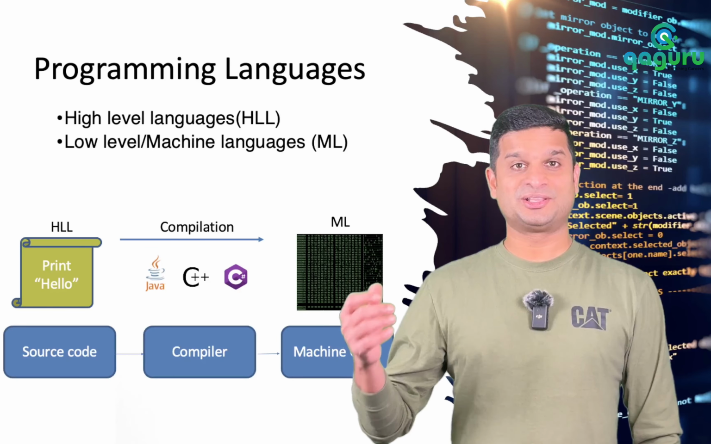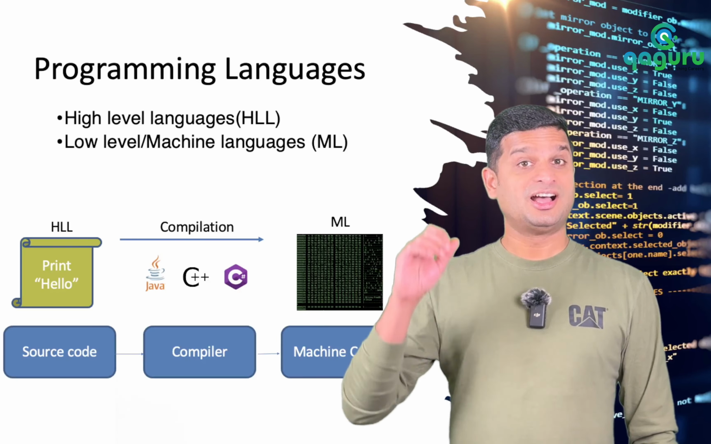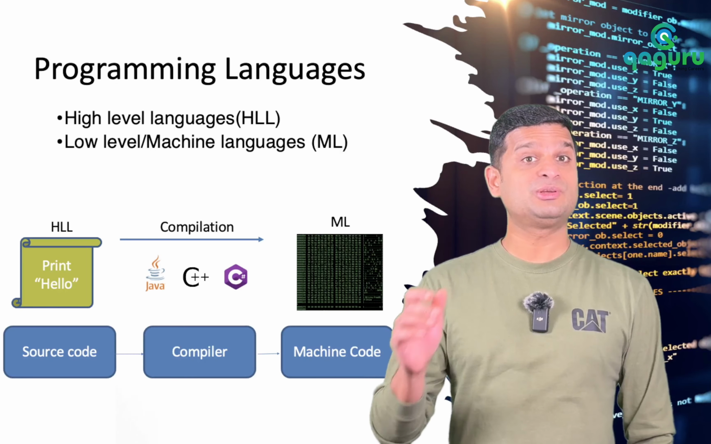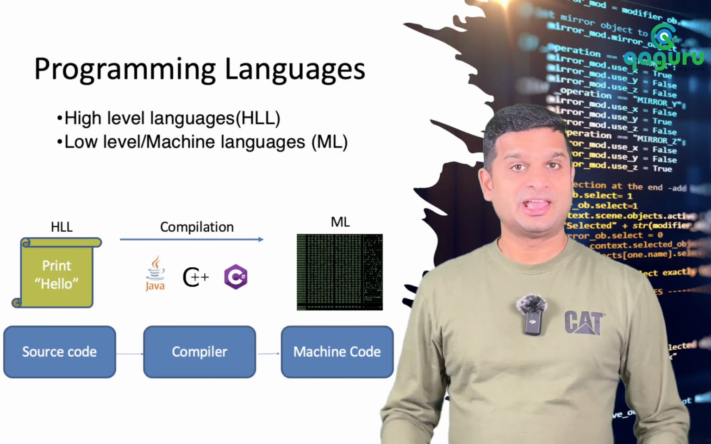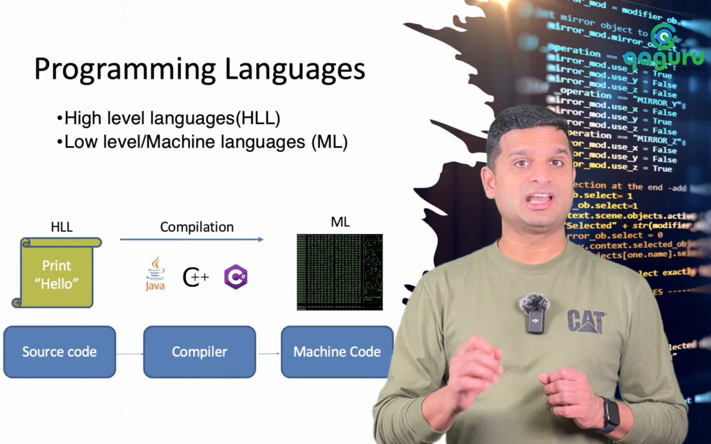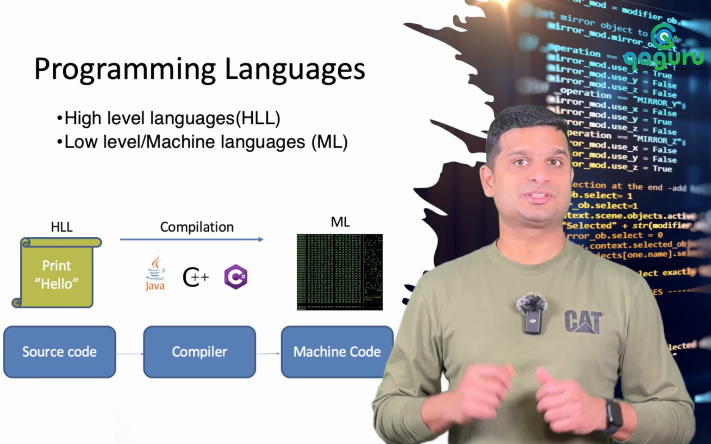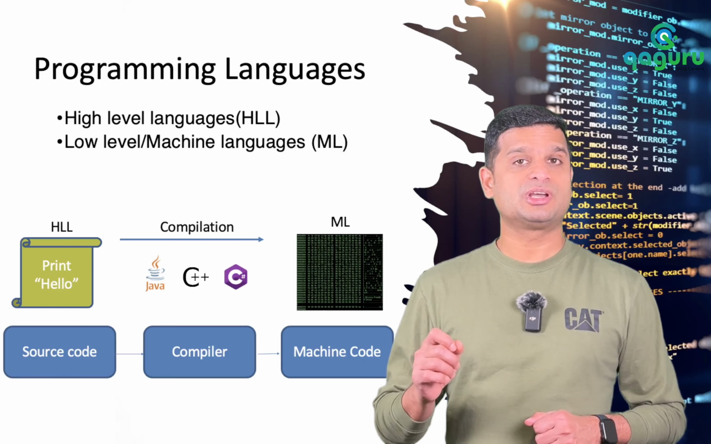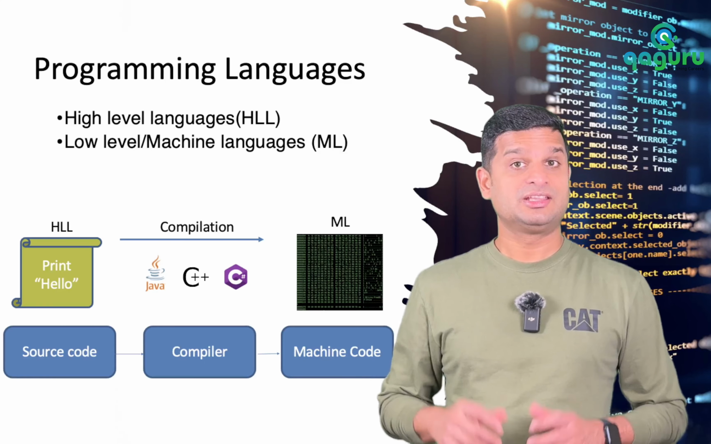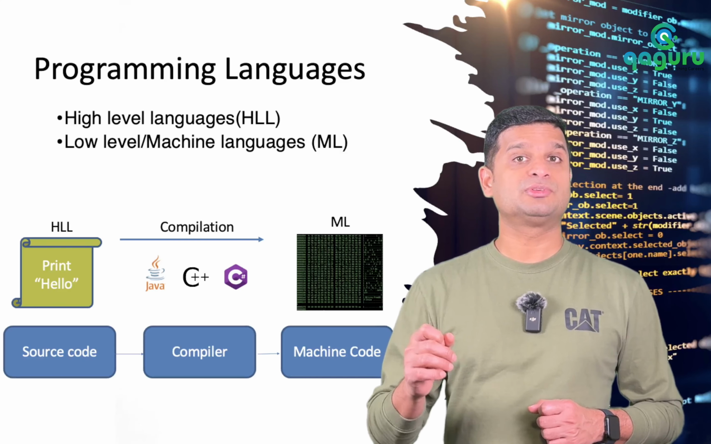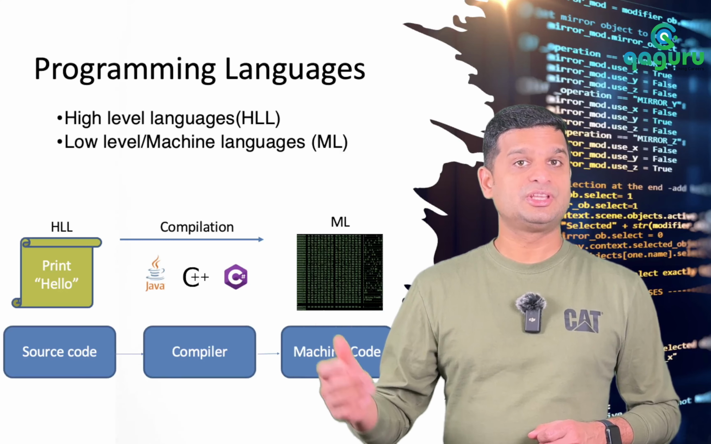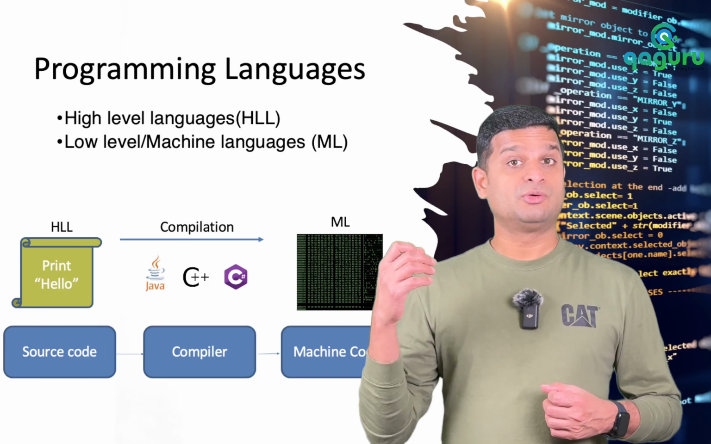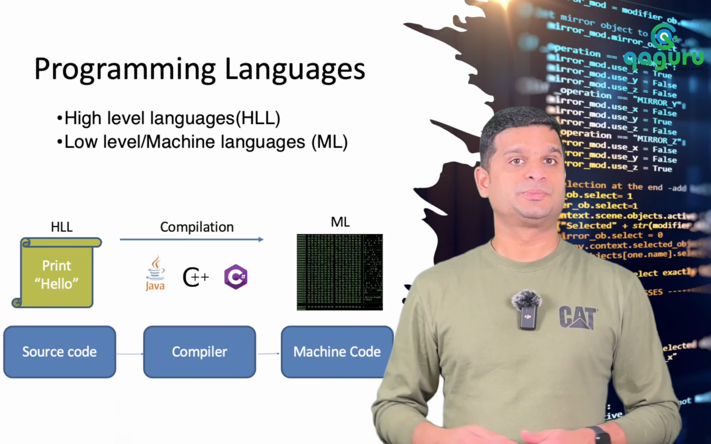We can classify the programming languages into two: high-level languages and low-level or machine languages. What's a high-level language? A human-readable programming language such as C or C++. They allow a programmer to write programs. They are independent of a particular type of computer. That means when you write a program in a high-level language, you can use it on a Windows PC or a MacBook.